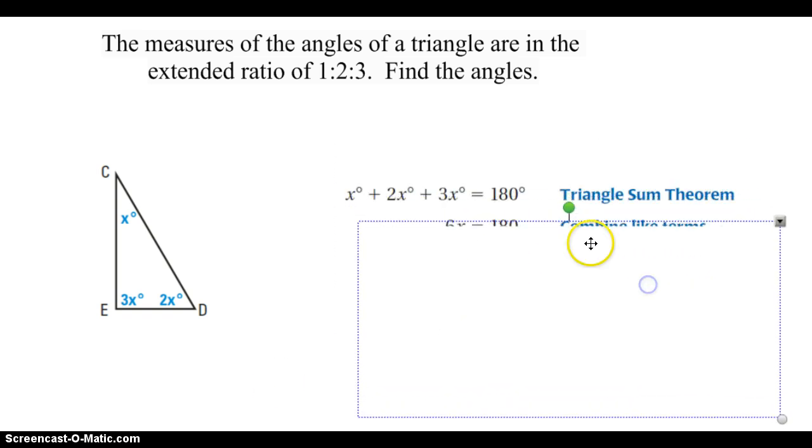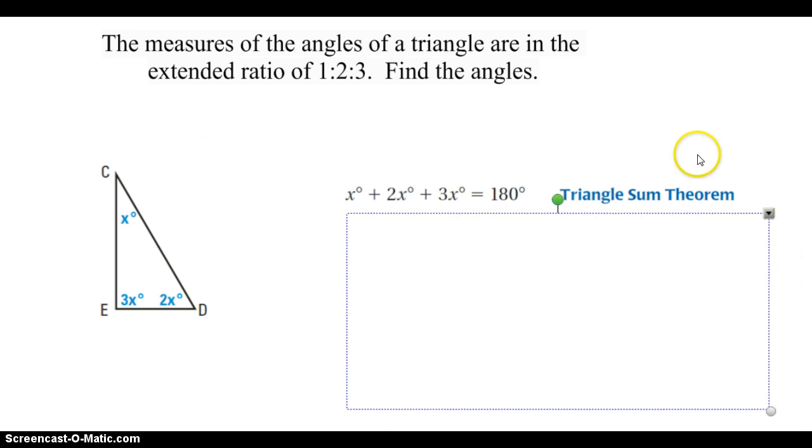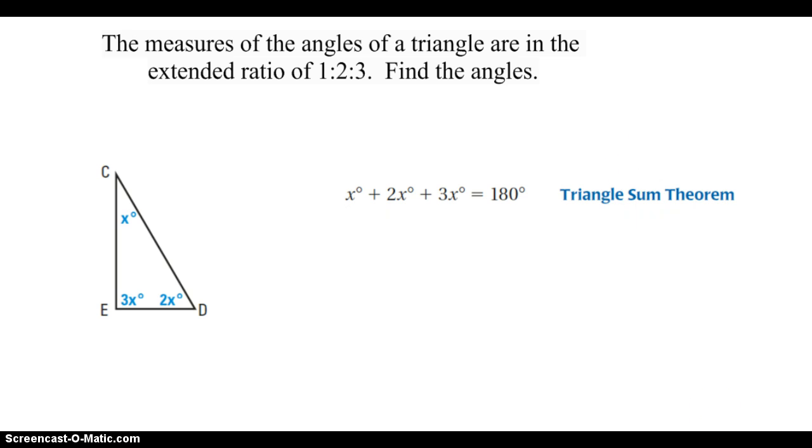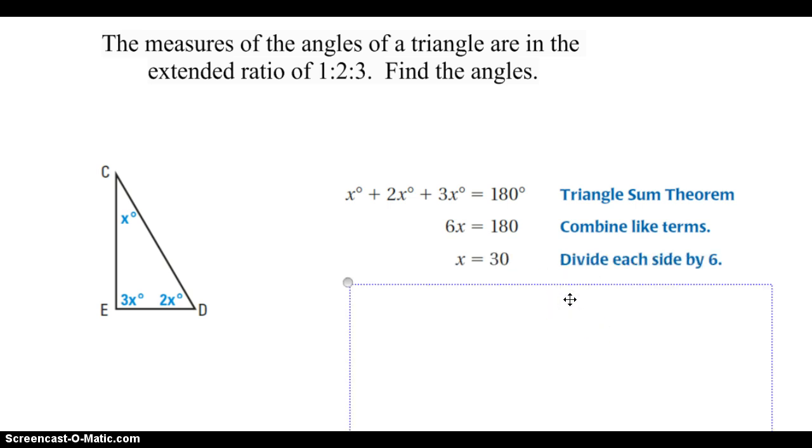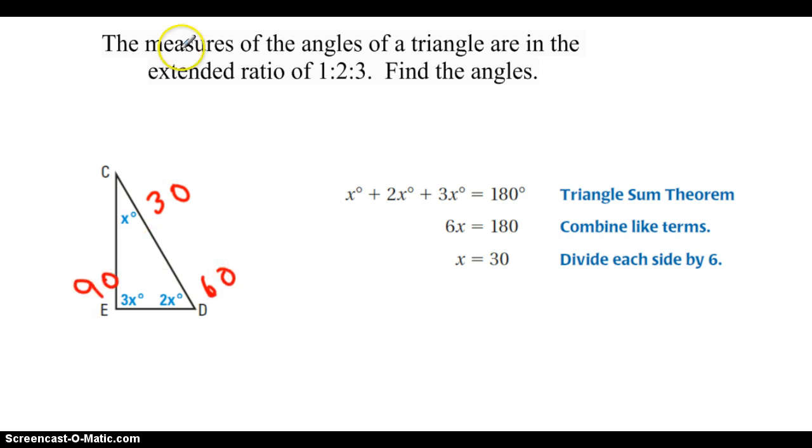So first thing, we know that x plus 2x plus 3x equals 180. Why? The triangle sum theorem. Not that you have to prove it, but just for justification. 6x is 180, x is 30. Now, you're not done. I didn't want the value of x, I wanted each angle. So when you plug it back in, make sure you get 30, 60, and then 90. And that's your final answer.